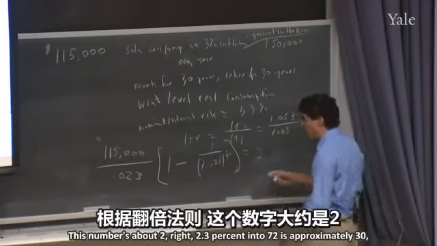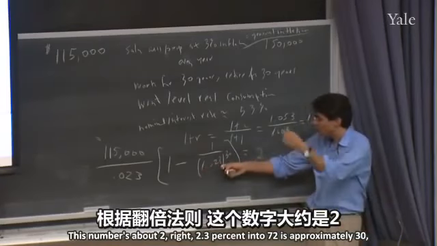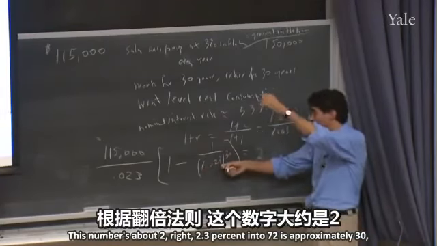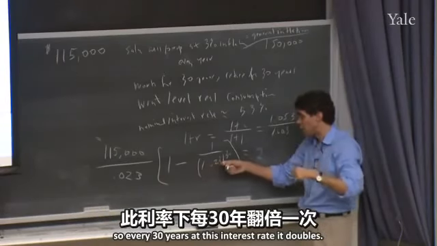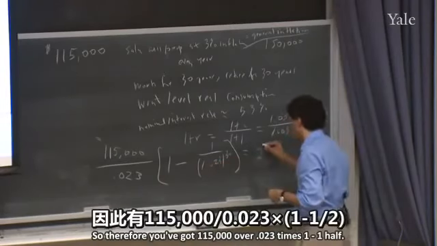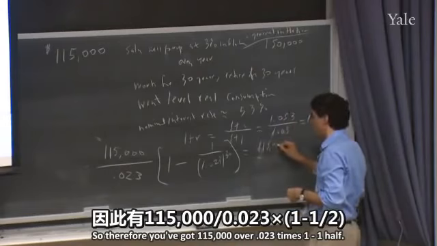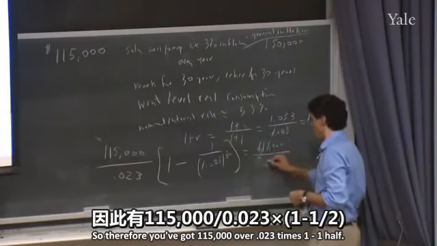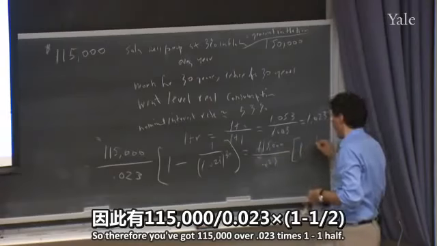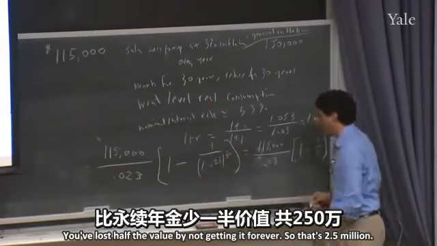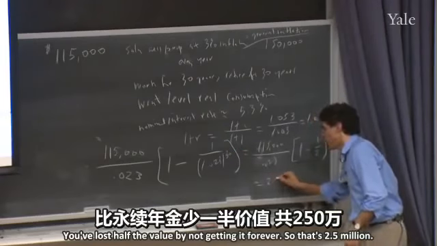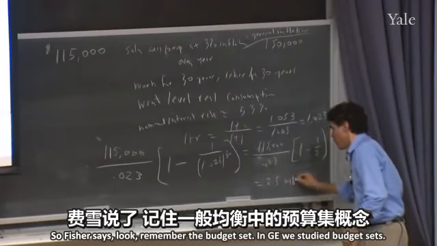This number's about 2, right? 2.3% into 72 is approximately 30. So every 30 years at this interest rate, it doubles. Therefore, you've got 115,000 over 0.023 times 1 minus a half. You've lost half the value by not getting it forever. So that's 2.5 million.